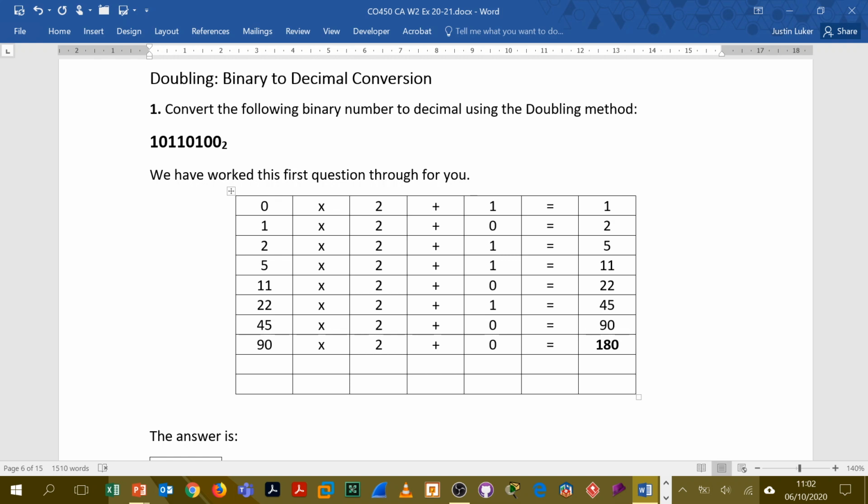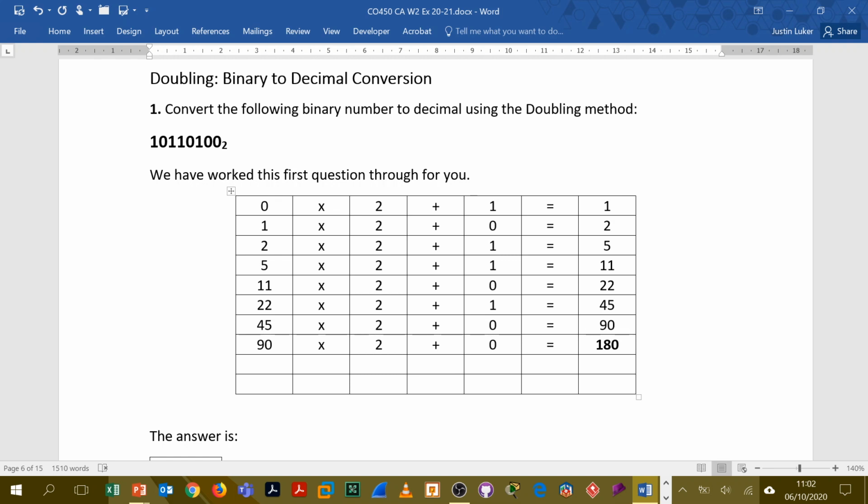So 1, bring it down. 1 times 2 is 2, plus the next bit, which is a 0, so that leaves it with 2. Bring that down. 2 times 2 is 4, plus the 1, the next bit, that's 5. 5, bring it down, times 2, plus 1 of the next bit, which gives us 11.